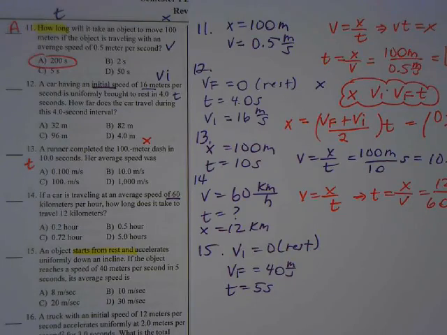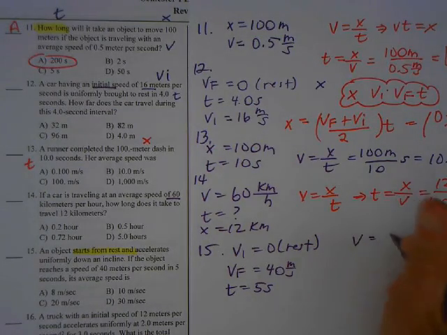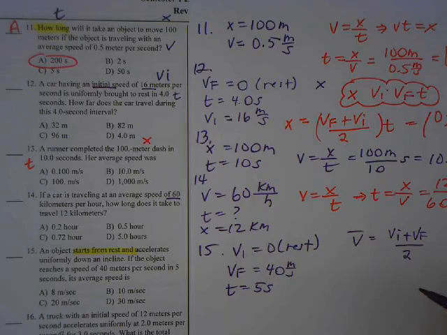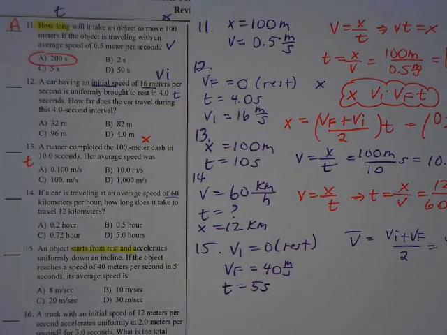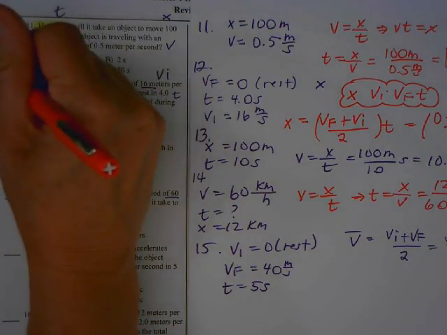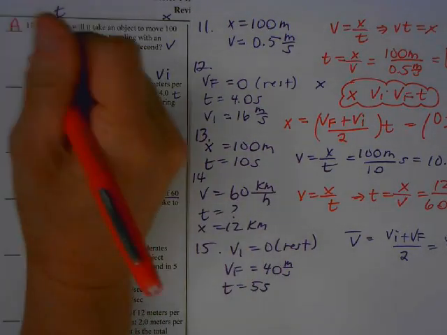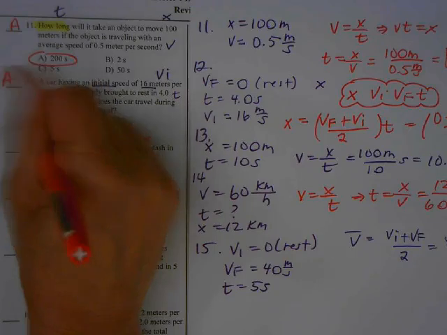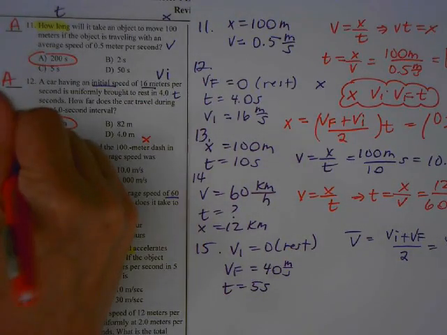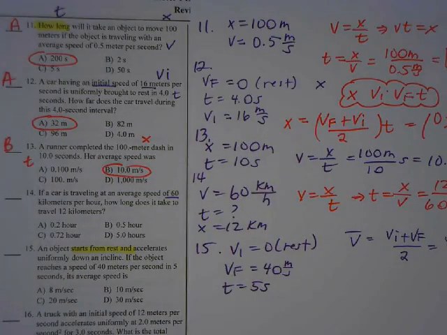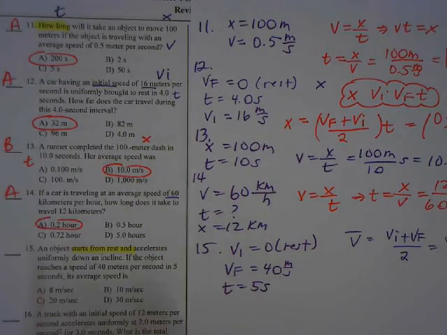So again, the way we find averages, the average is the initial plus the final over 2. And a little line over that means average. So 40 plus 0 over 2 is 20. So 12 was A. 13 was B. 14 was A. 15 we just found was 20.